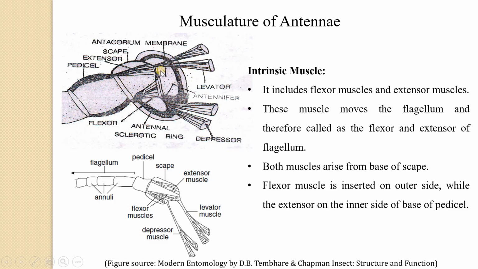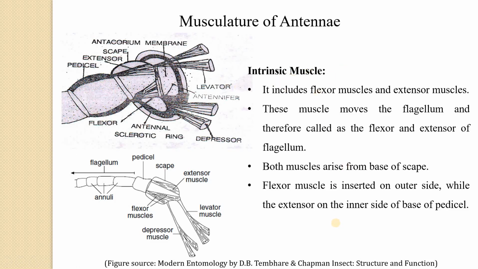From there they generally arise, while the flexor muscle is inserted on the outer side, and the extensor muscle on the inner side of the base of the pedicel. So this is the pedicel and this is the basal region. From the basal region these muscles arise. Meaning, on one hand these extensor and flexor muscles communicate with the basal part of the scape, but they arise from the apodemes which are developed on the basal part of the pedicel. So this is about the intrinsic muscles.